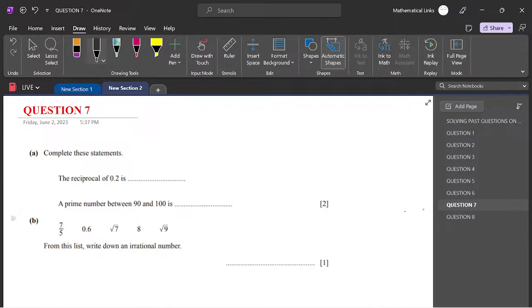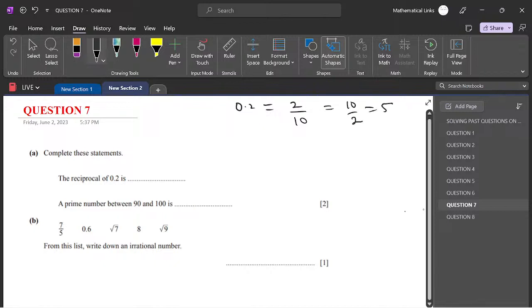The reciprocal of 0.2 is dash. Look at it. 0.2, as a decimal fraction, is the same thing as 2 over 10. So the reciprocal will be what? 10 over 2, which is the same thing as 5. So this was discussed in our live lesson last week. So the reciprocal of 0.2 will be 5 there. It's just to flip the numerator and the denominator.